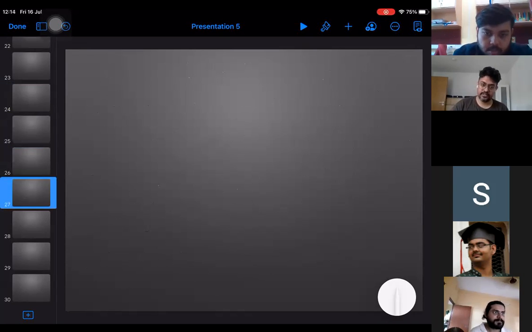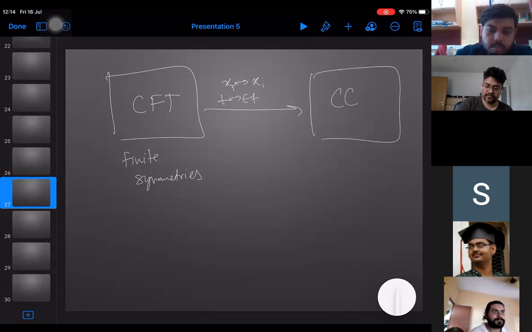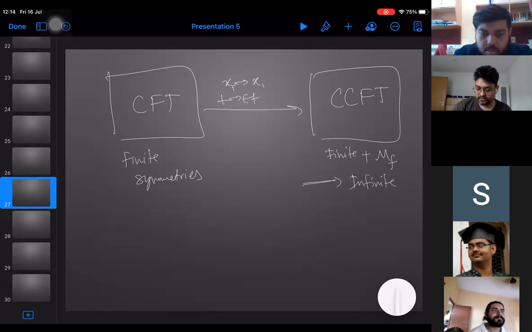So what you did, you started with the conformal algebra again. So CFT basically here has finite symmetries. You take this limit and you end up with CCFT, which is the Carrollian conformal field theories. Now, it also has the finite part, but also has the infinite part. So in total, it has more symmetry than the one which you started from before.